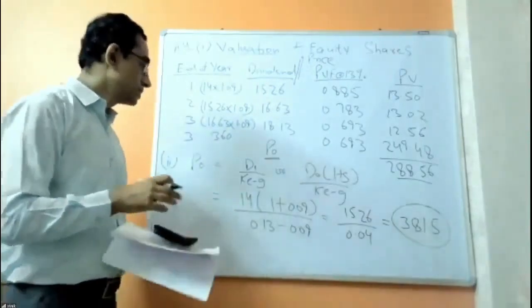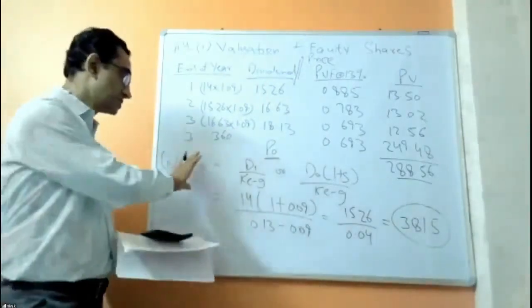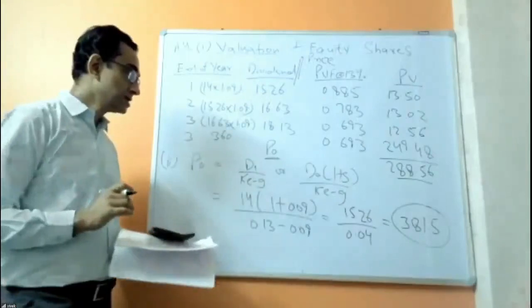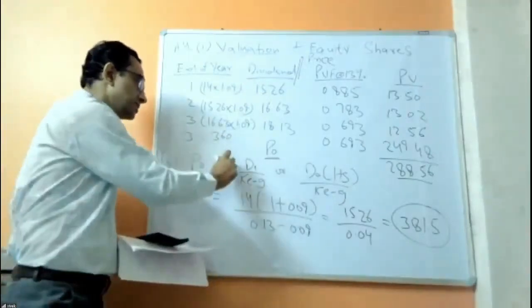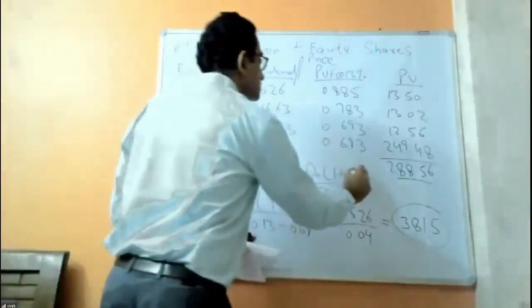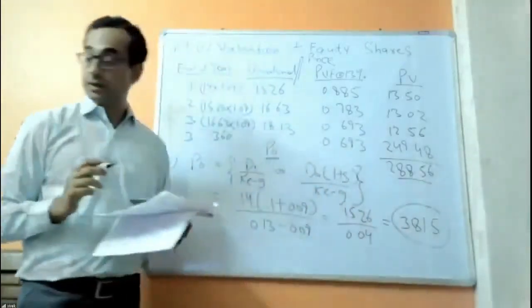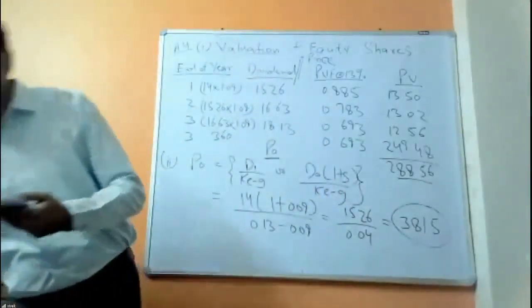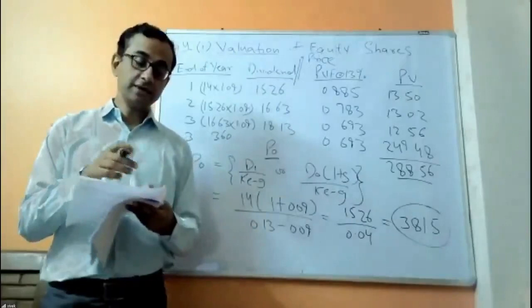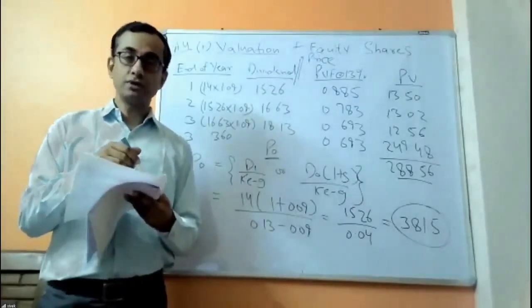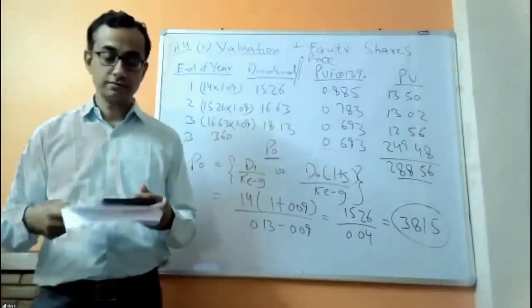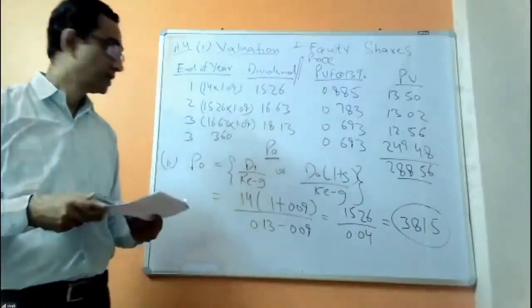So the second part is relatively easier. You simply apply the KE minus G formula, and this formula is generally applicable where it is assumed that the company will pay dividend at a certain growth rate till infinity, till perpetuity, or for a very long time. Fine.